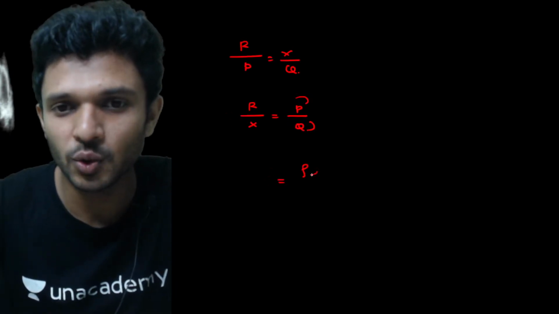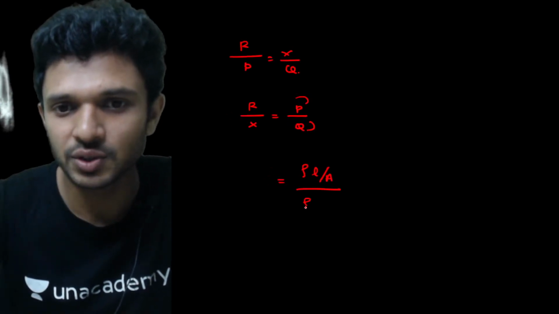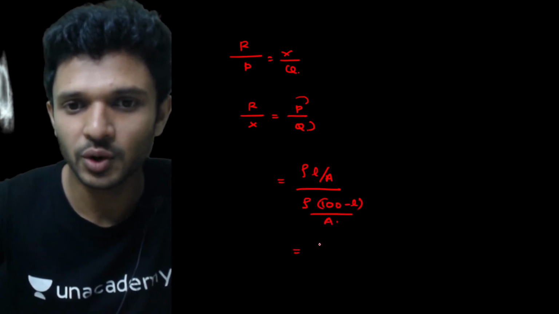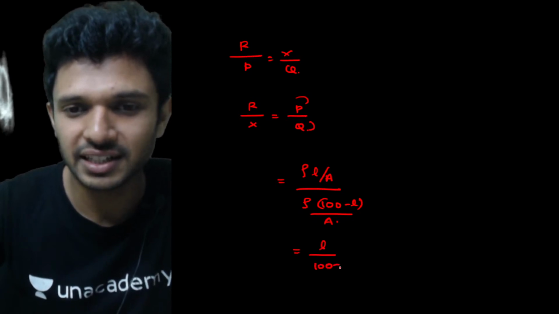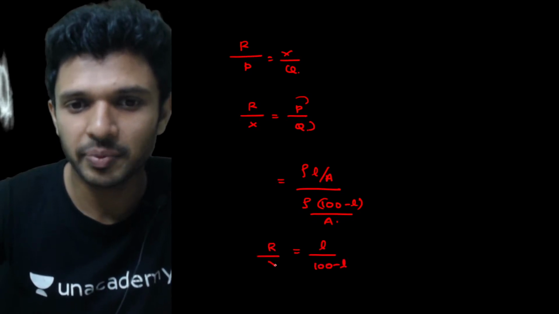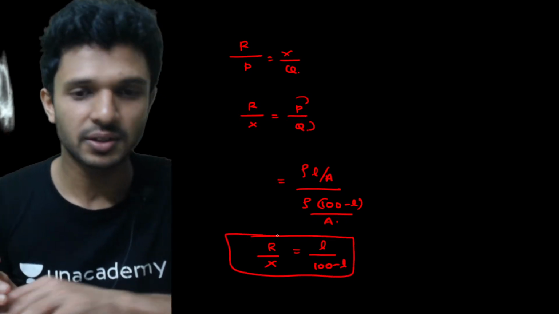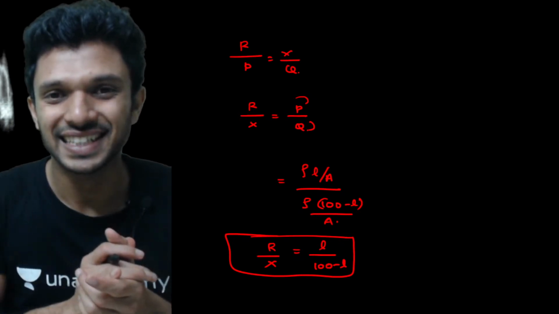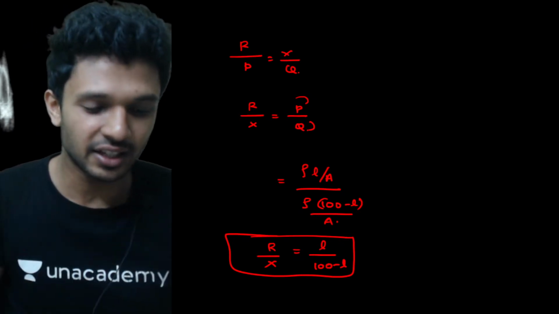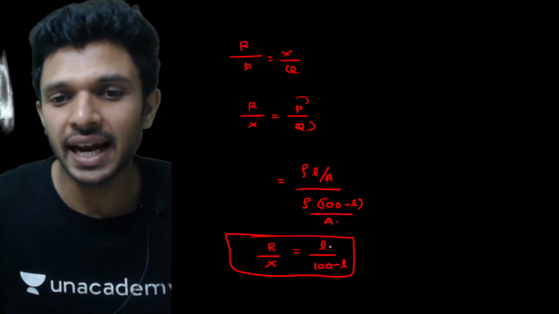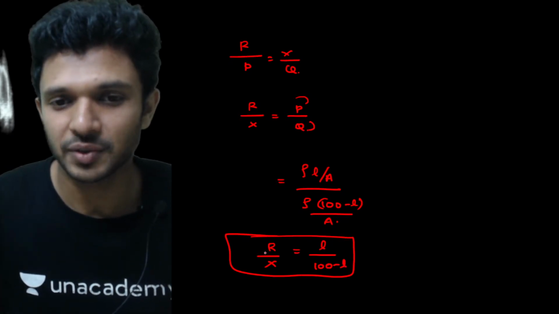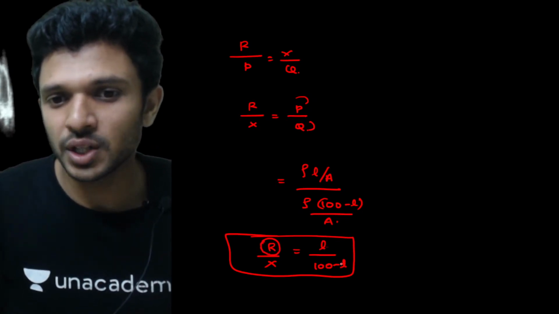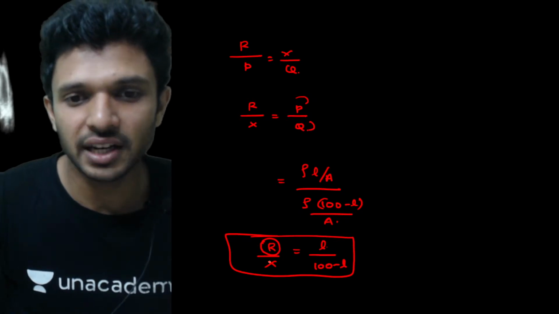So P is equal to rho L divided by A. Q is equal to rho times 100 minus L divided by A. So what happened? L divided by 100 minus L. What happened to the remaining values? The rest of the things got cancelled, isn't it? Rho cancels, A cancels. So R by X is equal to L divided by 100 minus L. So if you know the value of resistance R, and if you know the balancing length L, can't you find out the value of X?